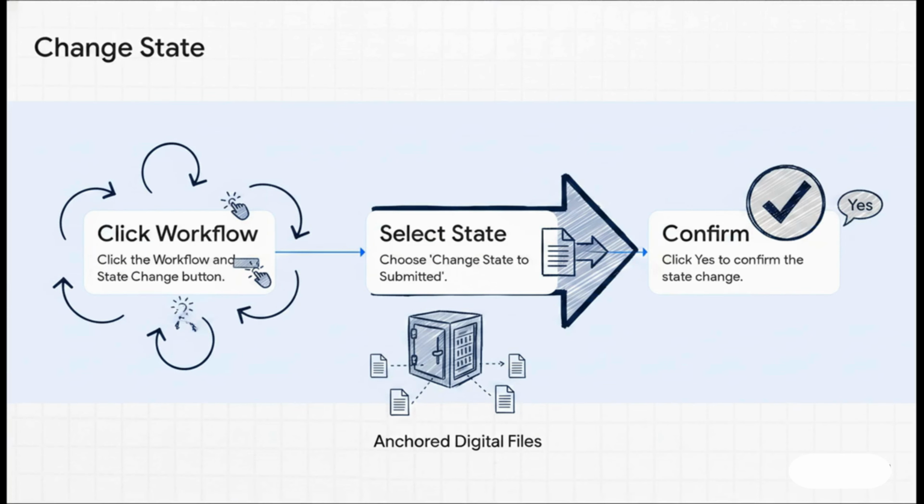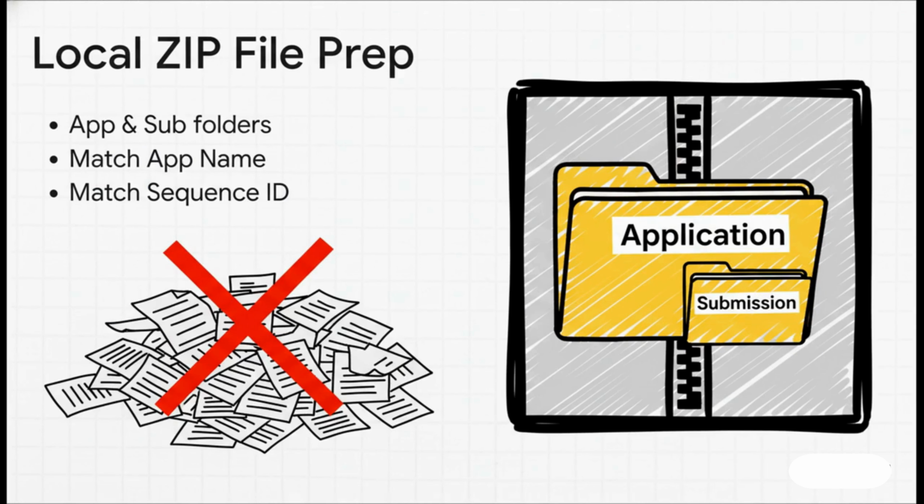But we still need to anchor the actual digital files into the vault. Here is a super crucial point. Your zip file has to be perfectly structured on your computer before you even attempt to import it. You can't just throw loose files into the system. It won't work. Inside your local zip, there has to be an application folder named exactly like the application name in the system. And inside that, a submission folder named exactly like your sequence ID. It has to be 100% precise.